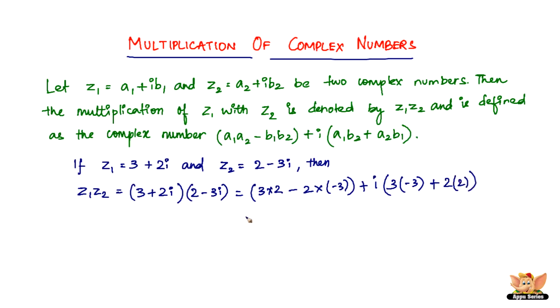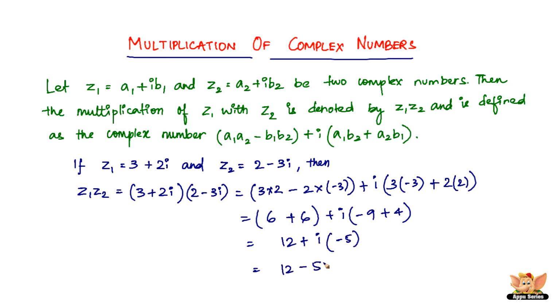Now just solve this. That's all. 3 times 2 is 6. Minus 2 times minus 3 is plus 6. So it's plus 6. Plus i times: 3 times minus 3 is minus 9, plus 2 times 2 is plus 4. So solving this again, we have 12 plus i times (minus 9 plus 4 is minus 5). Or we can write this as 12 minus 5i.